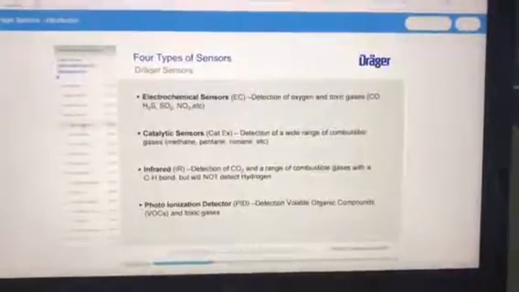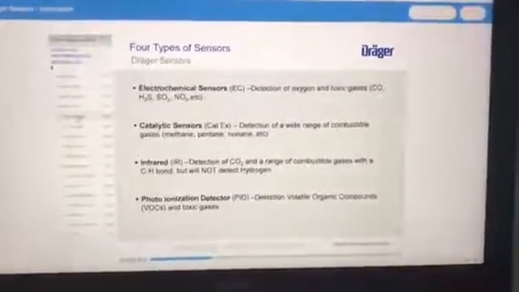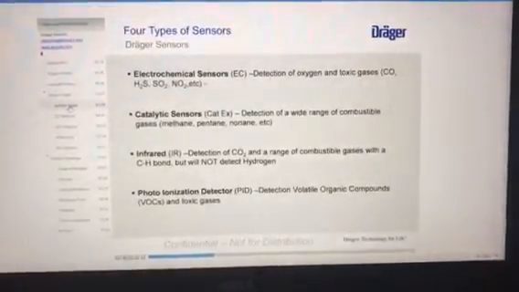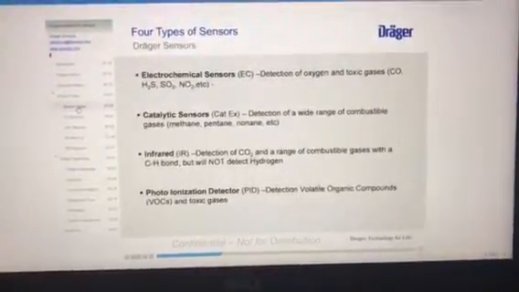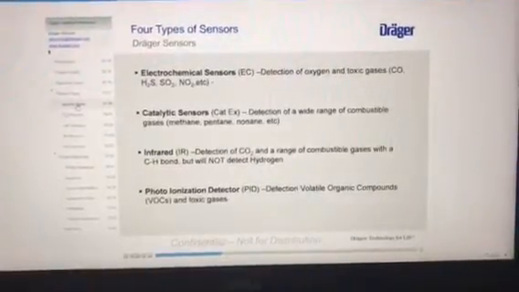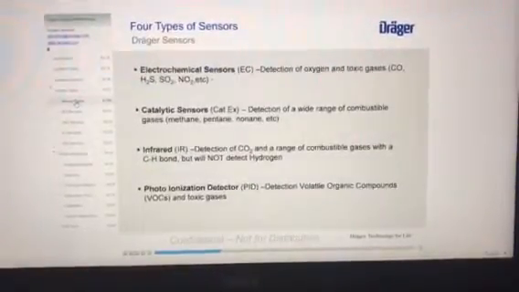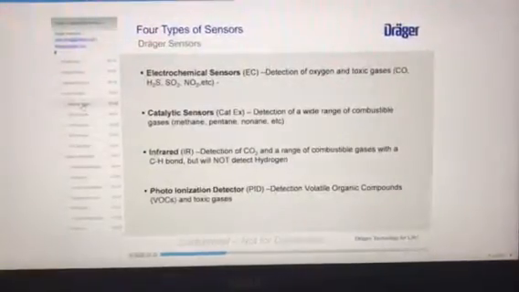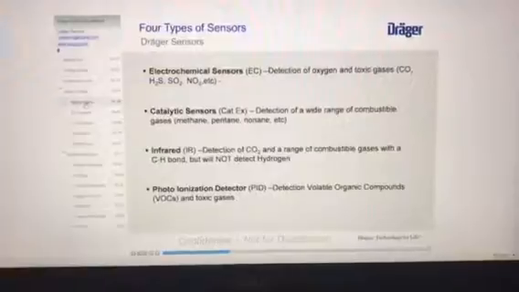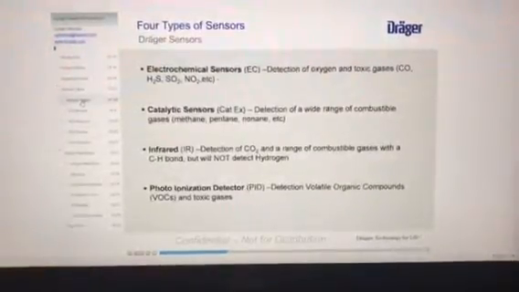Draeger manufactures 4 different types of sensors. We will review a short definition of each type of sensor, and then later provide a more detailed overview of each sensor and its function. An electrochemical or EC sensor measures the concentration of a target gas by oxidizing or reducing the target gas at an electrode and measuring the resulting electrical current output.